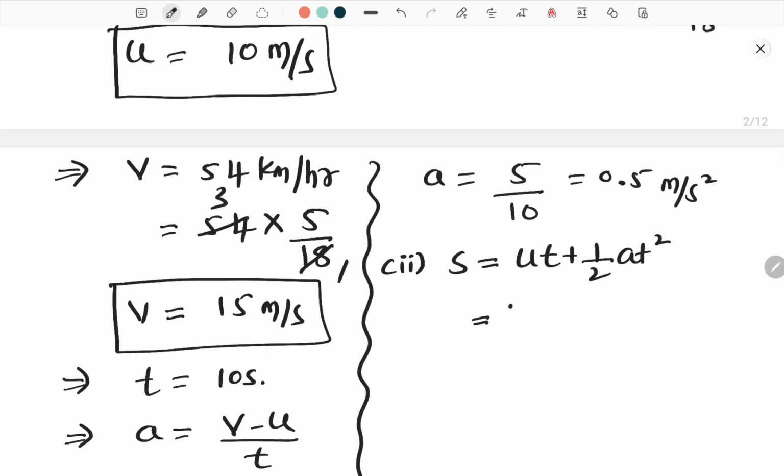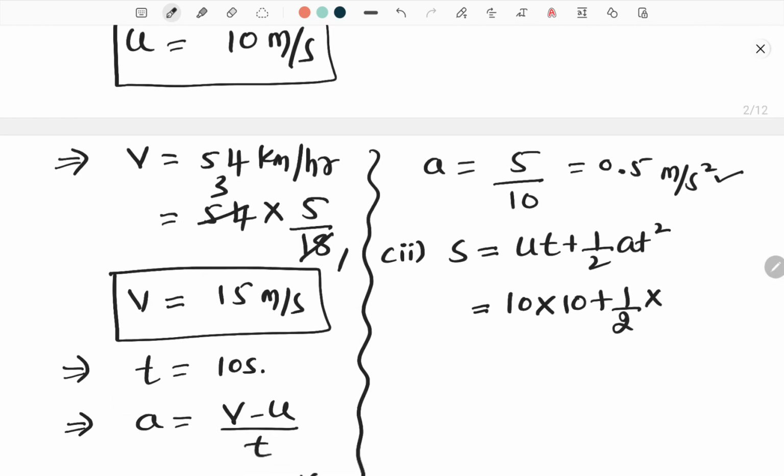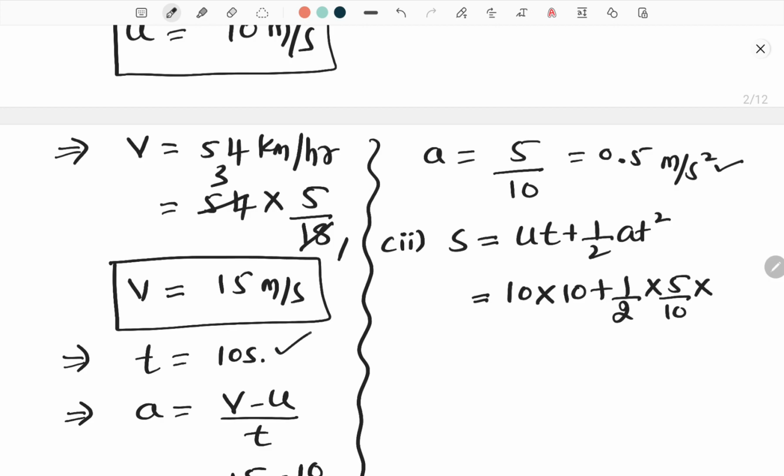u means how much? 10. Into t means how much? 10. Plus half into a. a is 0.5, you can still write it as 5 by 10 so that it becomes easy for you. Into t square. t is 10, so t square means 10 into 10. 10 and 10 get cancelled. 10 into 10 is 100, plus 2 ones are, 2 fives are, 5 into 5 is 25. So in total it becomes 125 meter.